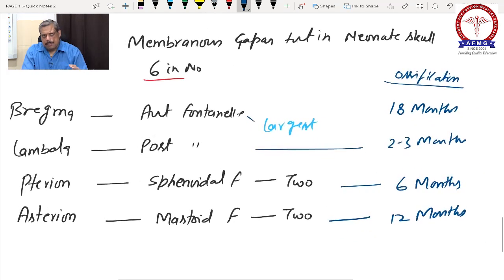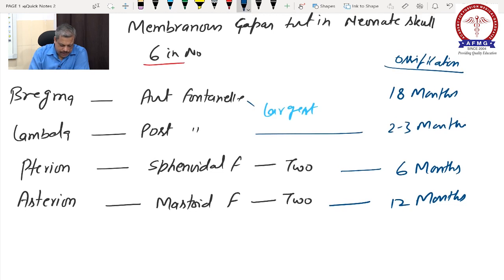These are important bony milestones of the baby, because when we examine the baby, we assess bone growth by examining these fontanelles. The anterior fontanelle closes at the age of 18 months. These are questions of pediatrics as well as anatomy. So what is the clinical significance of fontanelles?